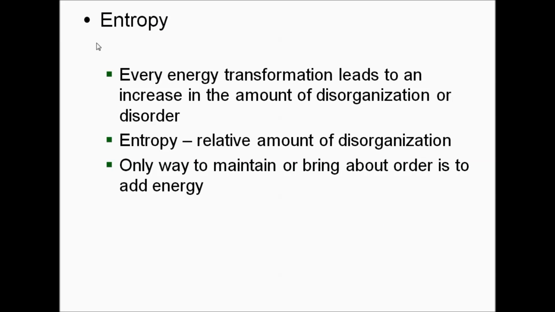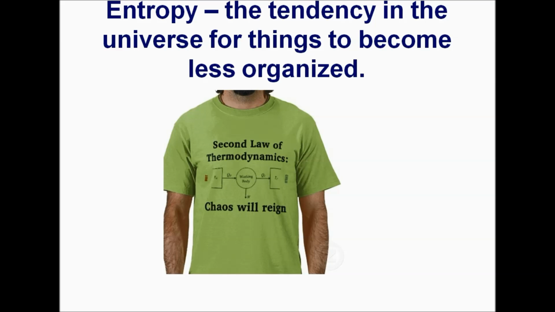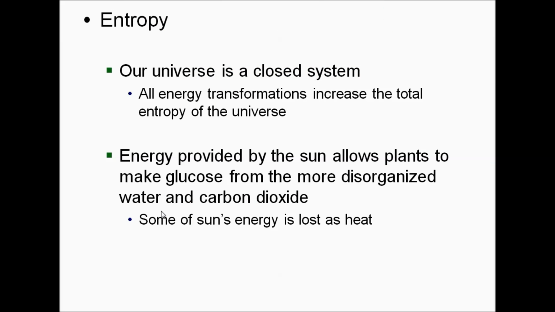Okay, one of my favorite words, entropy. That really means chaos. That means disorder. And that means our universe naturally lends towards disorganization. And to keep things organized, we have to input energy to keep it going on. So chaos will reign, most definitely, unless we put energy into it. So how do we do that? Energy is provided by the sun, and the plants make glucose, and that puts it in a more organized fashion from water and carbon dioxide. So it makes it more organized, and it takes energy to do that.